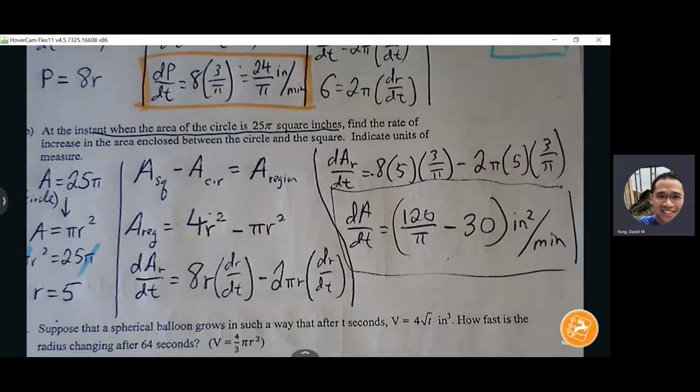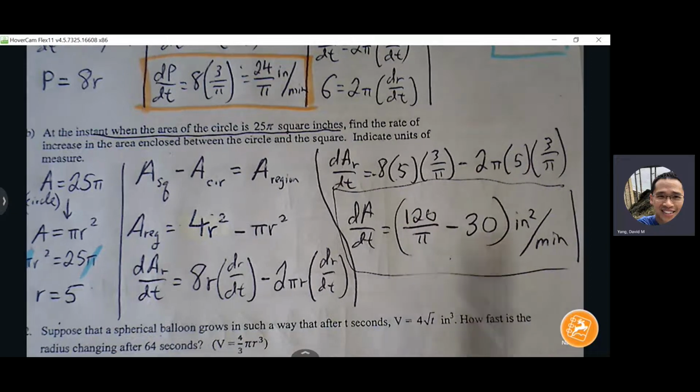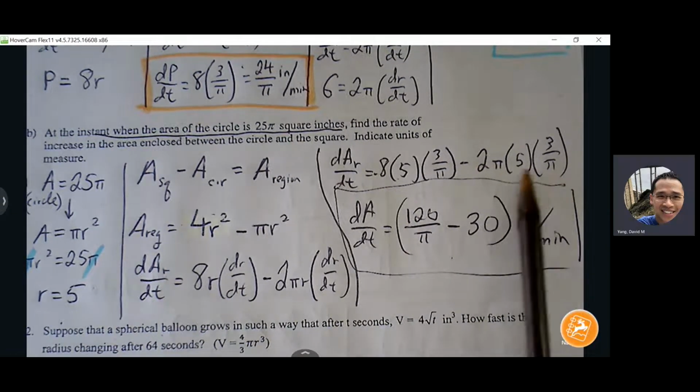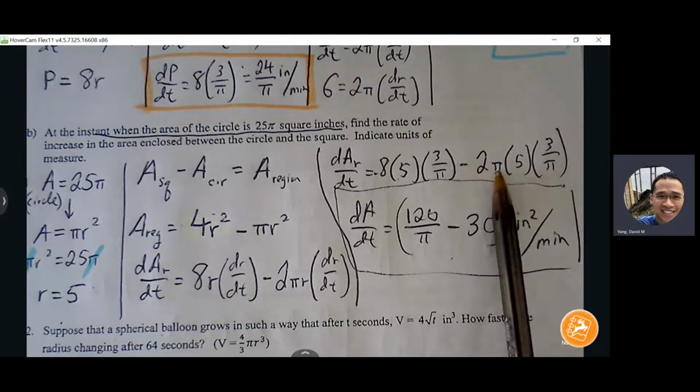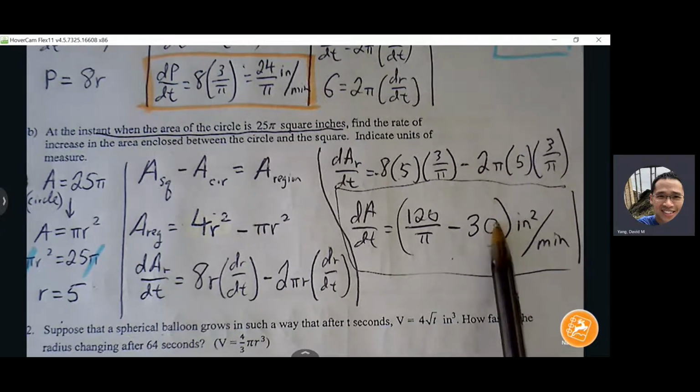So replace r with 5, replace dr dt with 3 over pi. And then just try to do some cleanup here. 8 times 5 is 40, 40 times 3 is 120, so 120 over pi. Here, I just got the pi's to cancel out because one's in the numerator, one's in the denominator. The 2 and 5 is 10, 10 times 3 is 30.